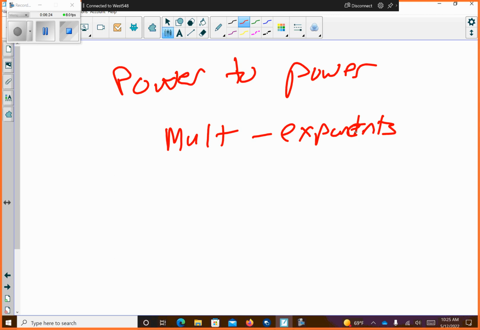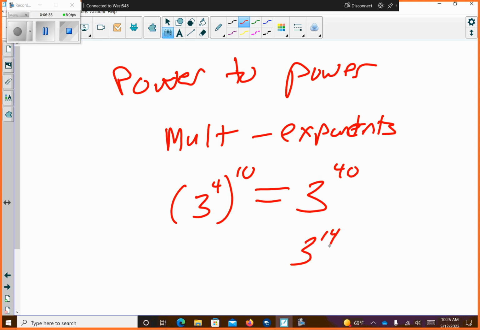Okay, so that would be like 3 to the 4th raised to the 10th. That becomes 3 to the 40th. Okay, I bet you I would have this as an answer as well, though. Because 4 times 10 is, or 4 plus 10 is 14. You're right, mathematically, but when you're dealing with power to power, that can't be the right answer.